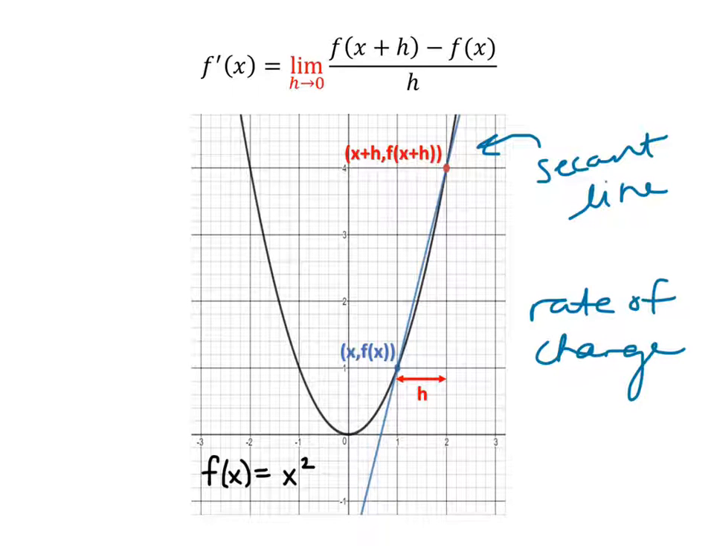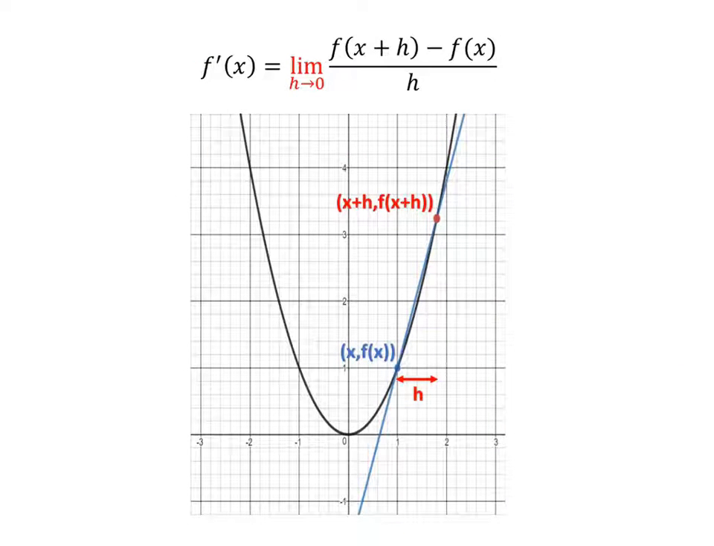The red point here located at x plus h is h units to the right of the original blue point located at x. According to the definition of the derivative shown up top, using that notation for f prime of x, we will take a look at the limit as h approaches 0.